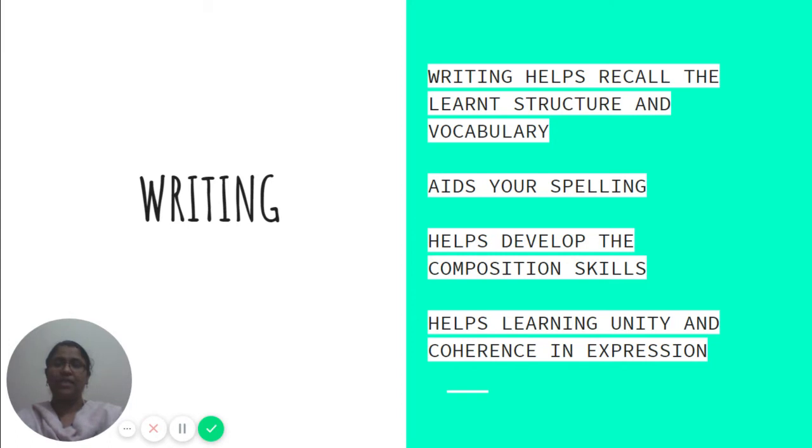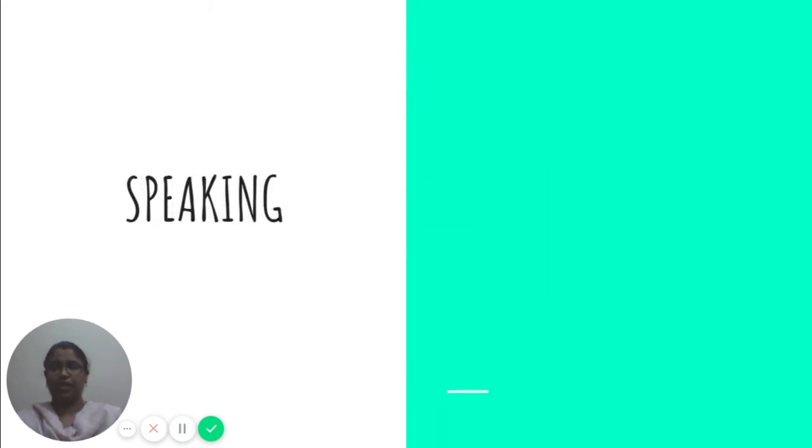Composition involves sentence building with new vocabulary and with a kind of unity and coherence. Unity and coherence meaning a kind of logical order which will help in understanding the paragraph, right? So this writing skill will help you in recollecting, expressing, spelling skills, composition, and coherence and unity in your expression.